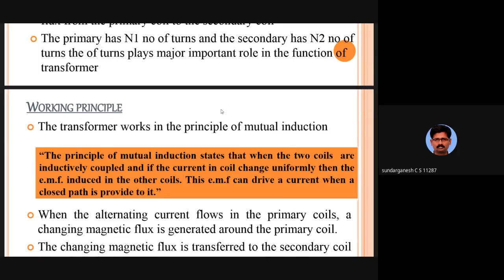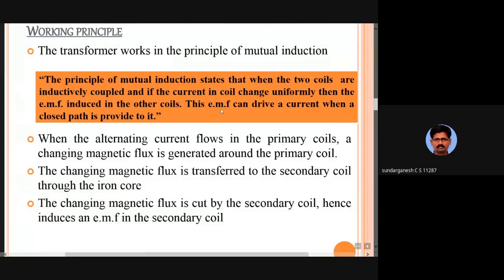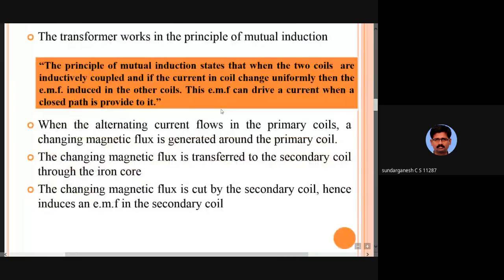When the alternating current flows in the primary coil, a changing magnetic flux is generated. So we are giving the AC current in the primary coil, and a changing magnetic flux is generated around the primary coil. This changing magnetic flux is transferred to the secondary coil through the iron core. The changing magnetic flux is cut by the secondary coil, hence an EMF is induced in the secondary coil.